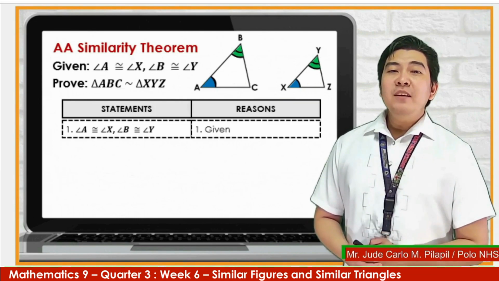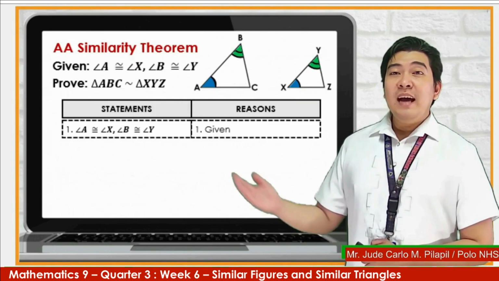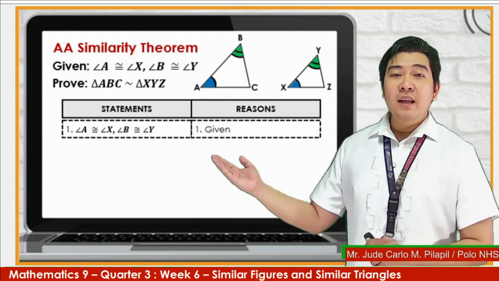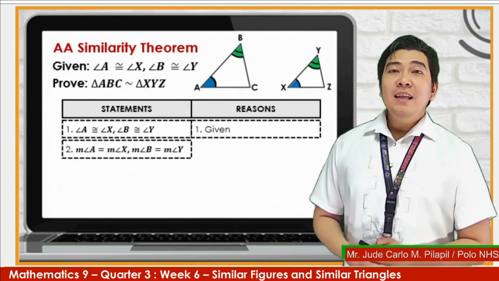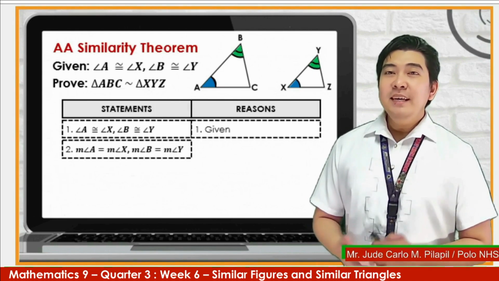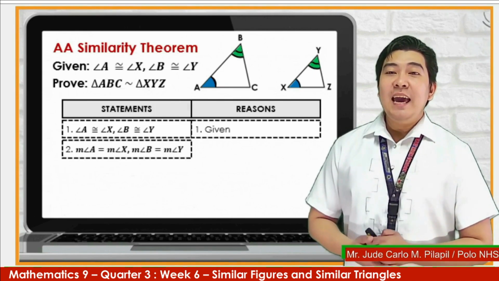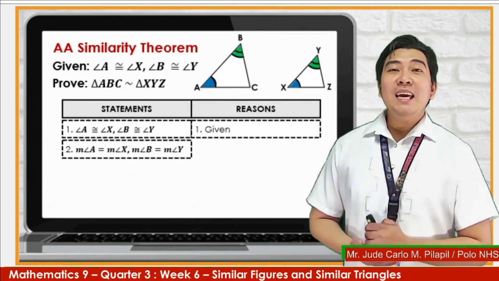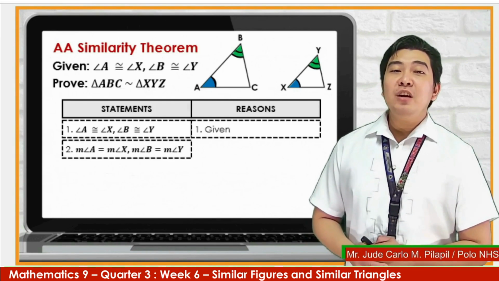Next, the two pairs of angles are congruent as stated in statement number 1. So therefore, we can say that their measures are equal. Measure of angle A is equal to the measure of angle X, and measure of angle B is equal to the measure of angle Y.